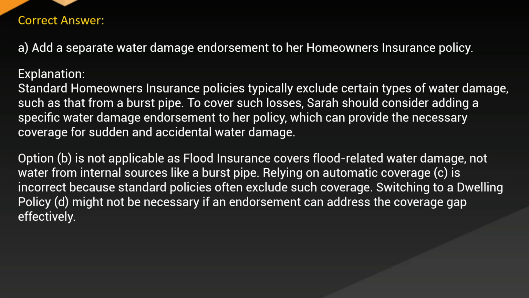Option B is not applicable as flood insurance covers flood-related water damage, not water from internal sources like a burst pipe. C, relying on automatic coverage, is incorrect because standard policies often exclude such coverage. Switching to a dwelling policy, D, might not be necessary if an endorsement can address the coverage gap effectively.